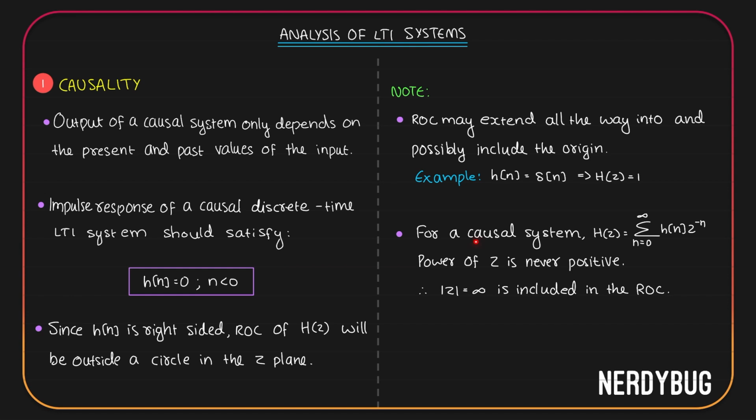Another important point here is, for a causal system, H of z is given by summation from n equal to 0 to infinity h of n z raised to minus n. Because h of n is 0 for every value of n that is less than 0, we don't have to take the summation from minus infinity. We'll just take it from 0. Which means the value of n is always positive or 0. Which means the power of z, which is minus n, is always negative. Power of z never becomes positive, which means magnitude of z equal to infinity is always included in the ROC. When z becomes infinity, we'll get infinity to the power something negative. So it is going to be 0.